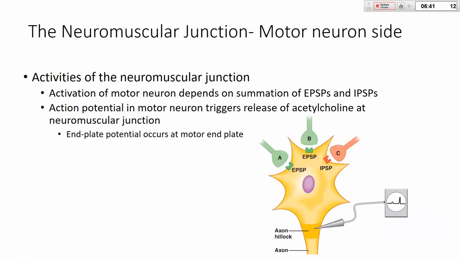If it does fire an action potential, it's going to travel down the length of this neuron, down the axon. It's going to arrive at the end plates, or the nerve terminal, the axon terminal, and it's going to trigger the release of acetylcholine at the neuromuscular junction. Acetylcholine will then travel across the cleft and arrive onto that muscle fiber.